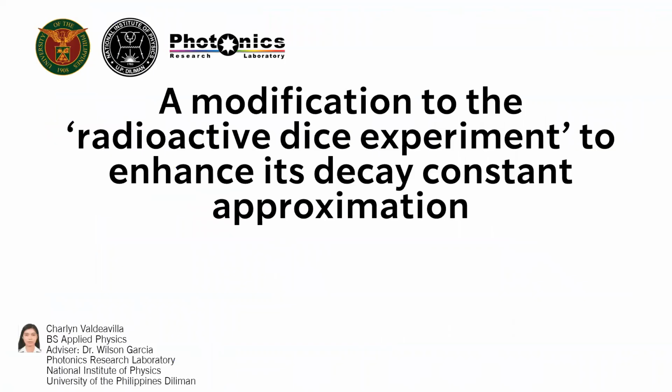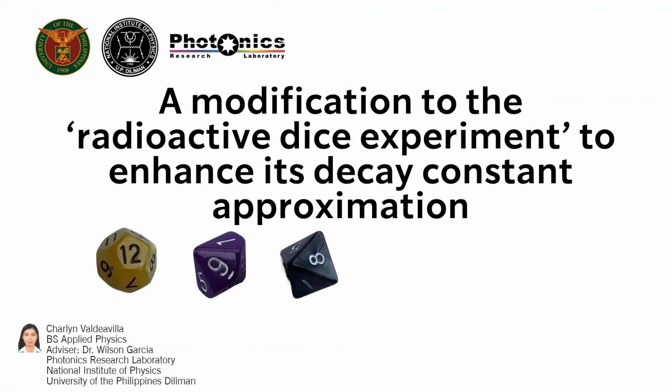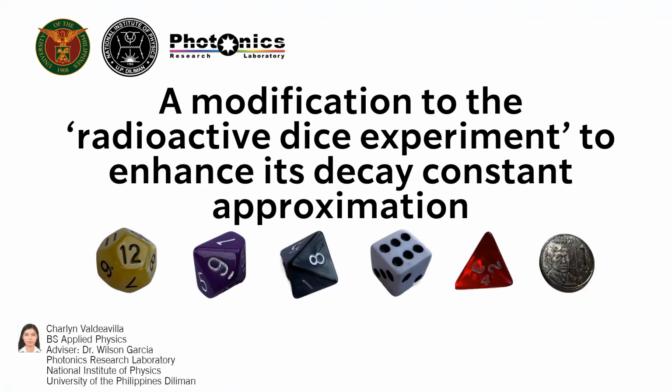In my thesis, called A Modification to the Radioactive Dice Experiment to Enhance its Decay Constant Approximation, I will be using polyhedral dice with 12, 10, 8, 6, 4, and 2 sides to simulate radioactive decay, and to observe whether using dice with more number of sides and increasing the initial number of dice to be thrown will decrease the discrepancy between the theoretical and experimental decay constant values.